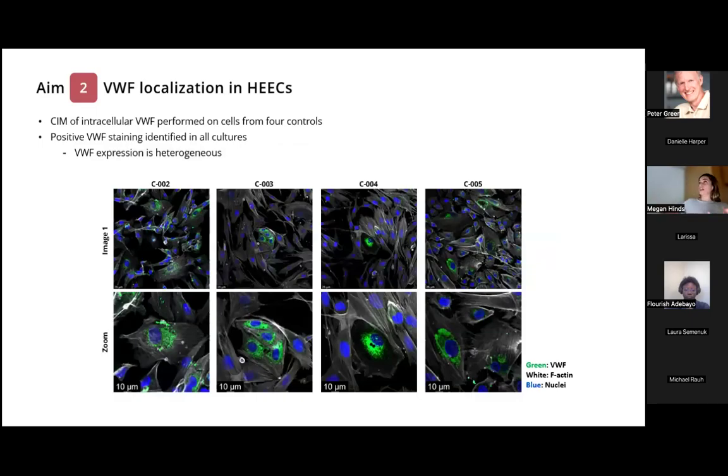So with that being said, I wanted to see if these cells even expressed VWF, making them a suitable model for the study of von Willebrand's disease, and if I could localize it to specific organelles. So this is VWF staining done in 4 of the controls, and you can see that while VWF is not expressed in all cells, it definitely is localized to that perinuclear area, and it's much more granular than seen in another cell type like HEECs.